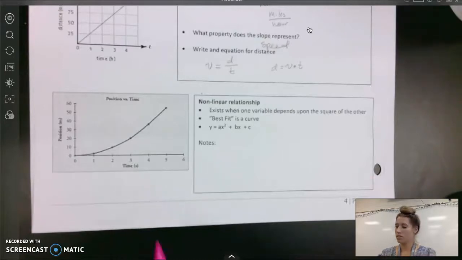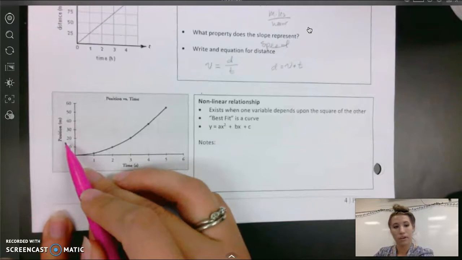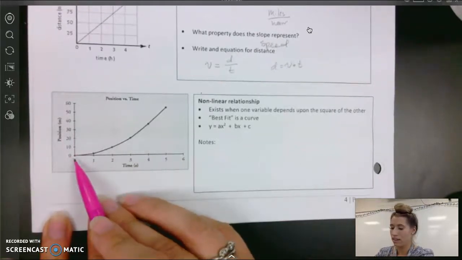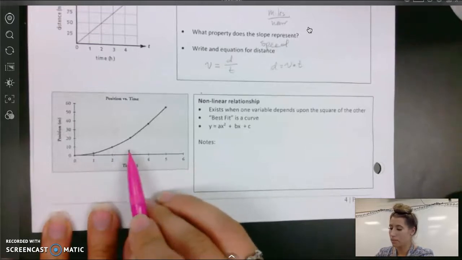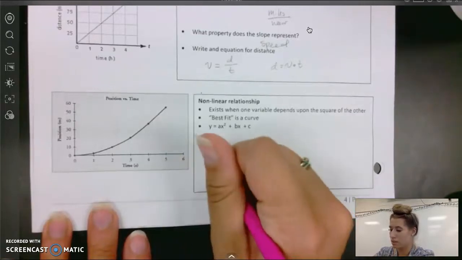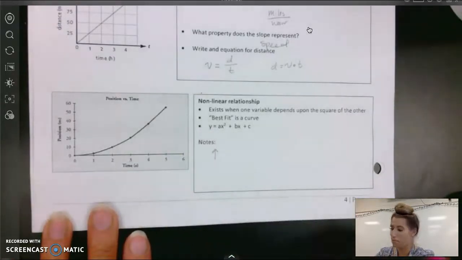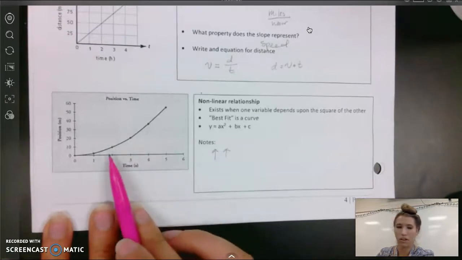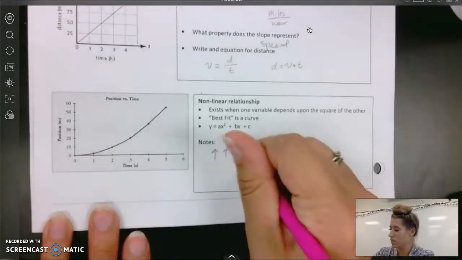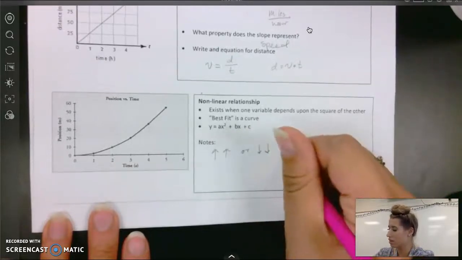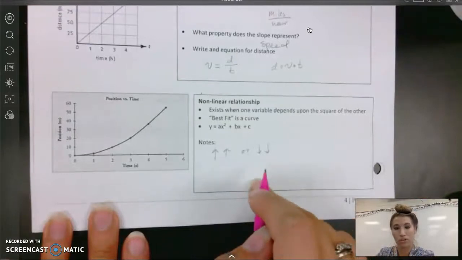Okay, so let's look at this. We have the variable of position, and we have the variable of time. And as time gets bigger, the position is getting bigger. And so they're proportional, because as one of the variables goes up, the other one goes up. Or if we went the other direction and we made time smaller, well, the position got smaller as well. So when one went down, the other one went down. Okay, so that's a proportional relationship.